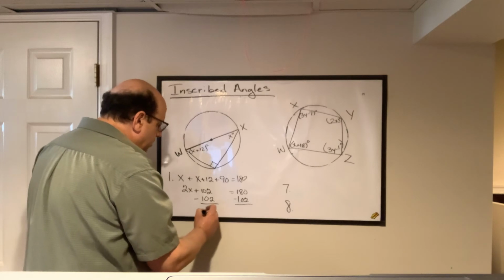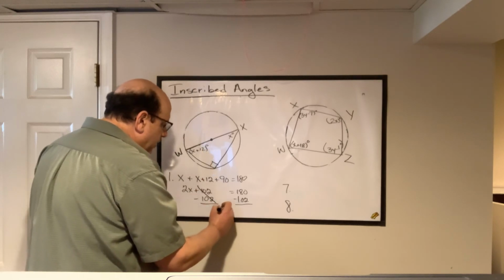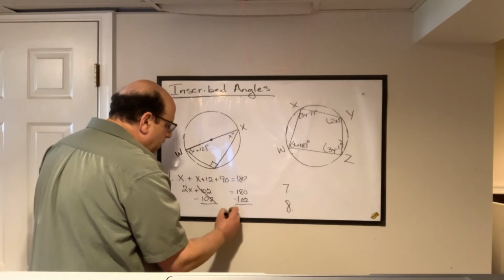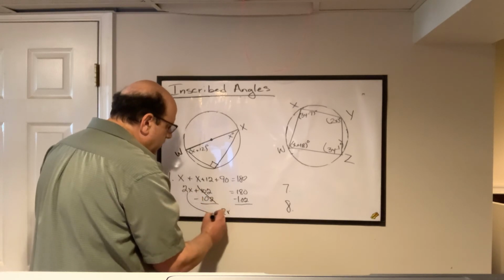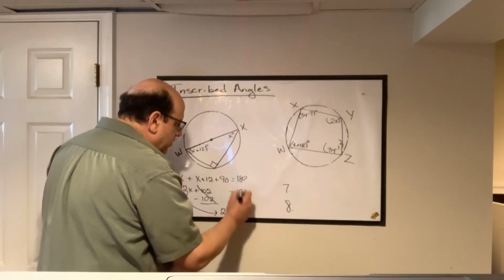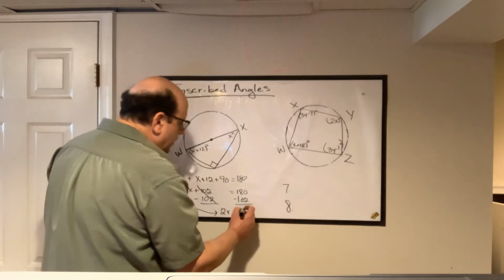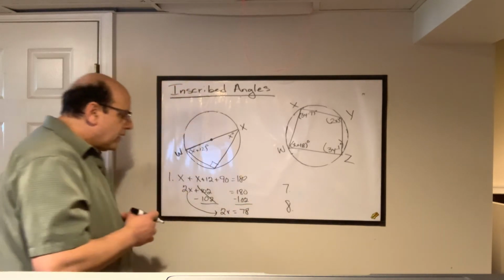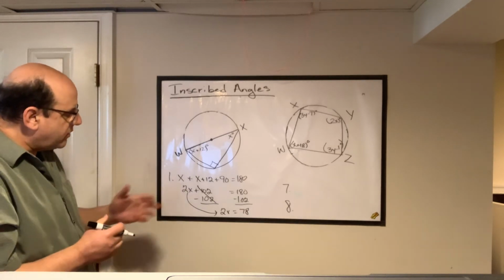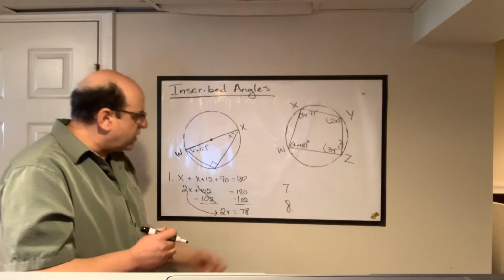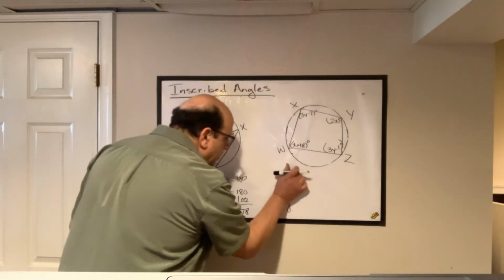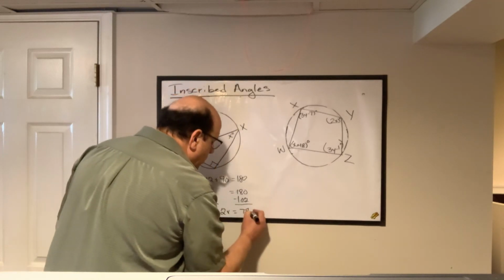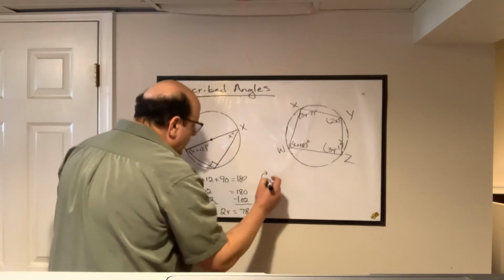So we'll bring down the 2x. This goes away, and I'm going to move it over here. 2x equals, what is that? 78. 180 minus 102 is 78. Now that I know that 2x is 78, I'm going to erase this for now, and I'm going to rewrite it up here. Remember that rewrite step.